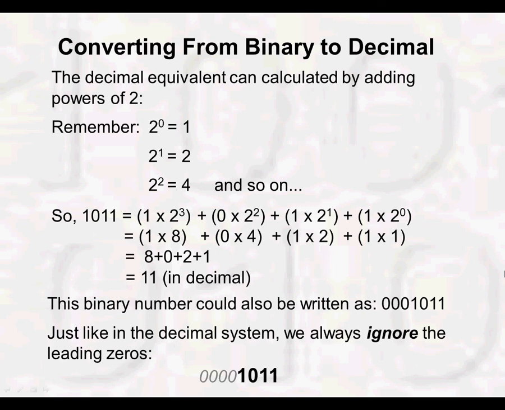I can also write the number as 0001011. Just like in the decimal system, any leading zeros out in front of the number are ignored. So still, that number would be looking like 1011.